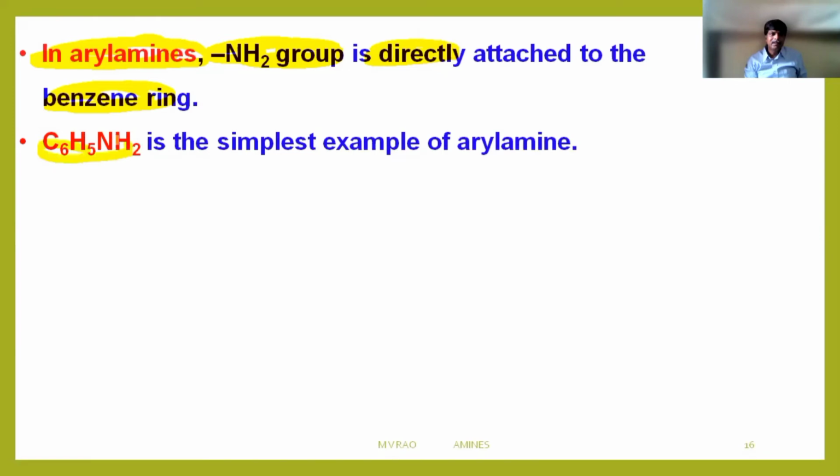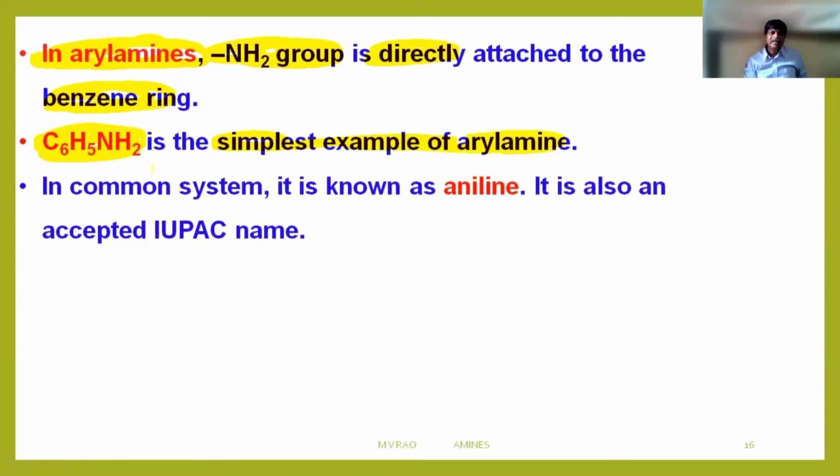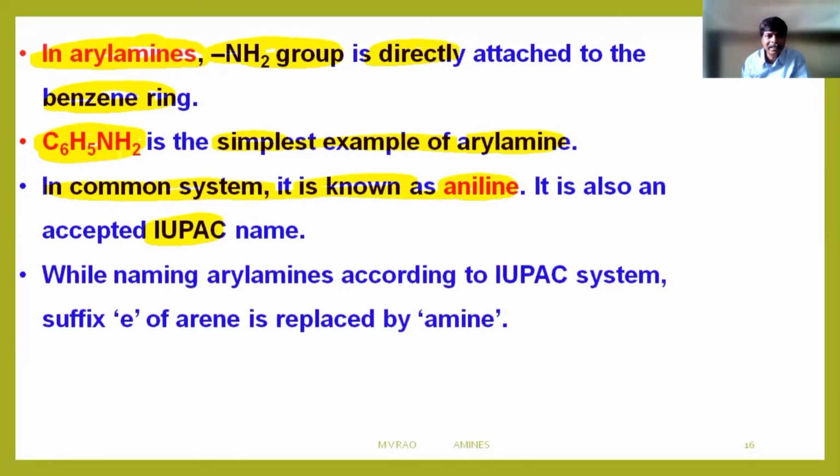For example, C6H5NH2. In C6H5NH2, NH2 is attached with the benzene ring. It is the simplest example of an aryl amine. This aryl amine, in the common system, is known as aniline. It is also an accepted IUPAC name. C6H5NH2, its name is aniline.